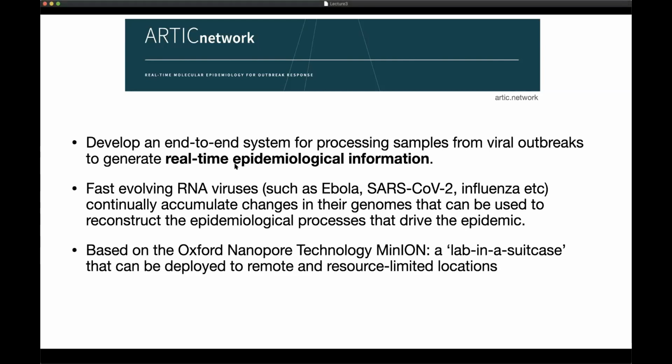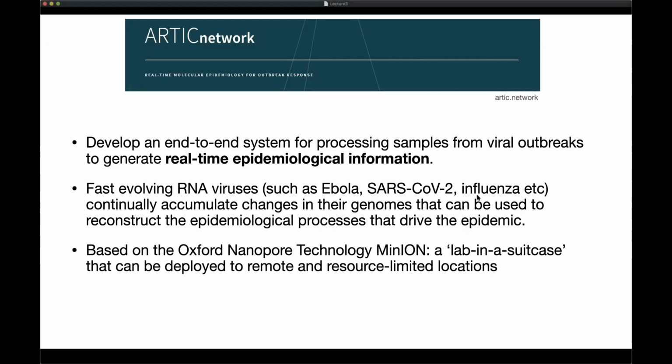Their specific target was fast-evolving RNA viruses, so things like Ebola, SARS-CoV-2, influenza. The important feature of these viruses that needs to be acknowledged is that they continually accumulate changes in their genome. And that creates a challenge in the sense that you need to have a sequencing protocol that is able to tolerate these changes and still amplify the genome and sequence it. But these changes are quite useful to reconstruct the immunological processes that drive the epidemic.